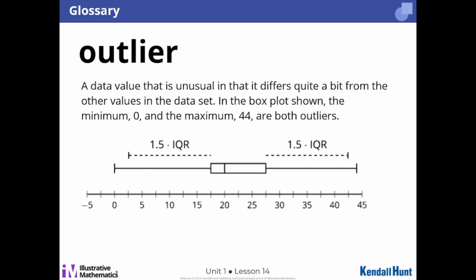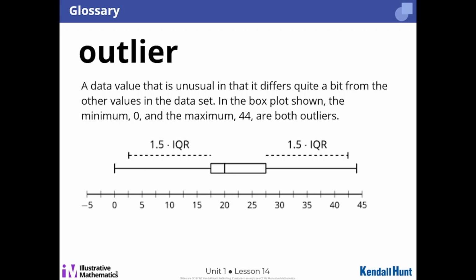We will take the IQR, which is the distance between Q1, which is the left side of the box, and Q3, which is the right side of the box. We take that distance and we multiply it by 1.5. Then we add that to the right side of the box and we subtract it from the left side of the box, and anything outside of where that dashed line is, we would consider an outlier.